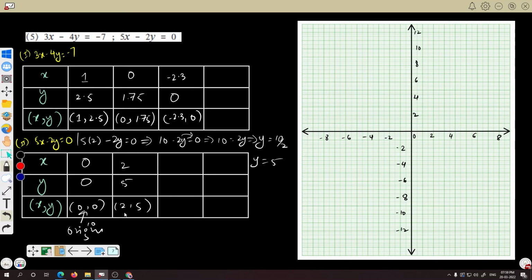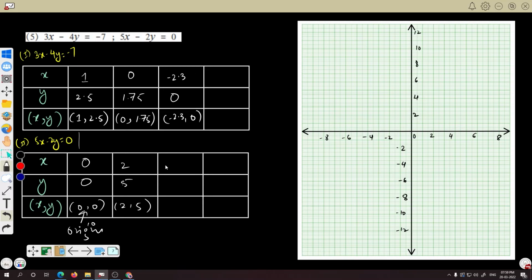2 comma 5. The coordinates are 2 comma 5. We can plot this easily. Again, I'll erase this for rough work. Here it goes. Now we need one more point, the third point.